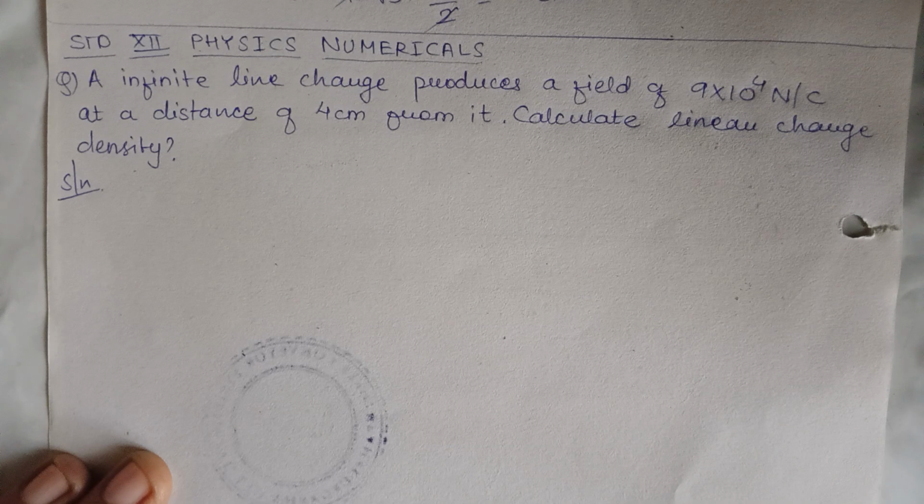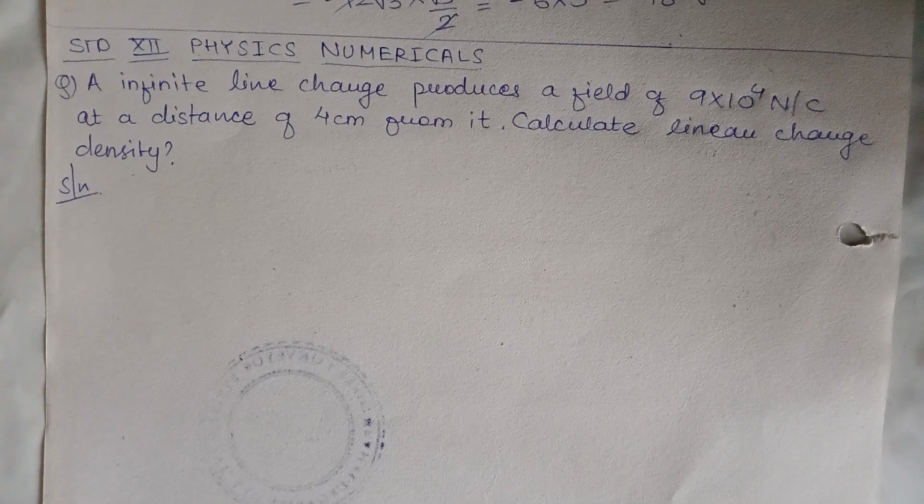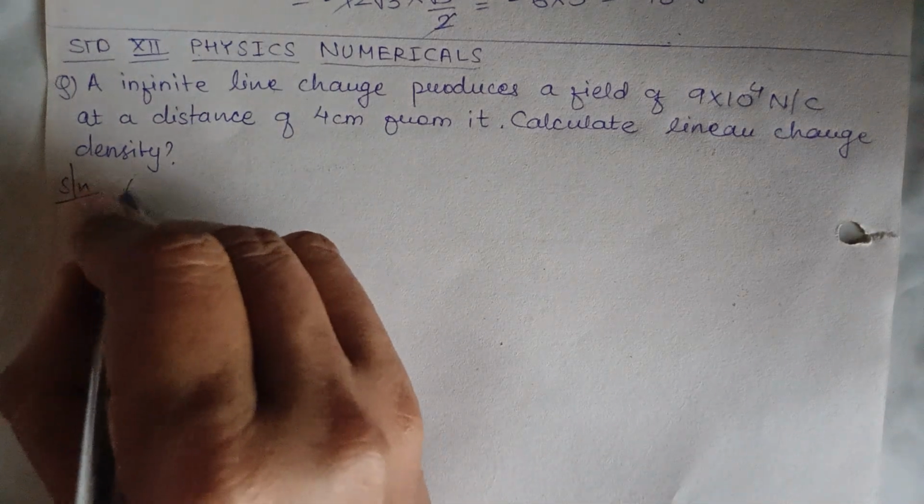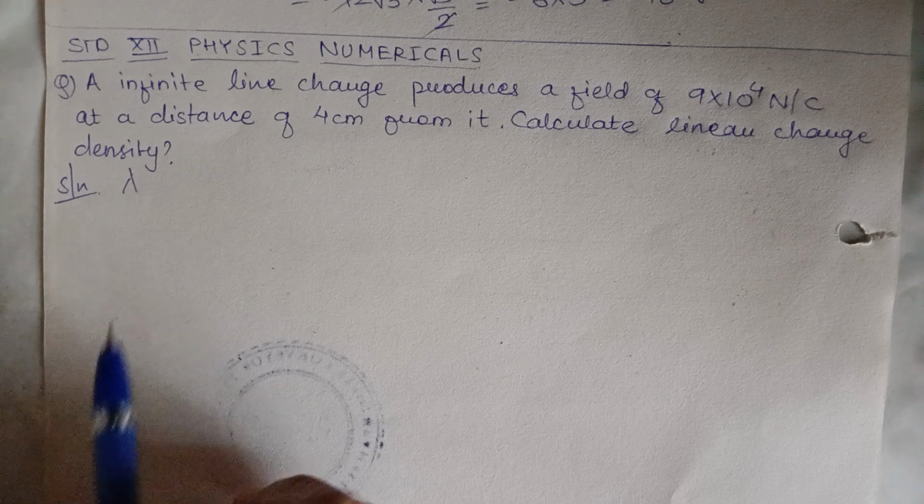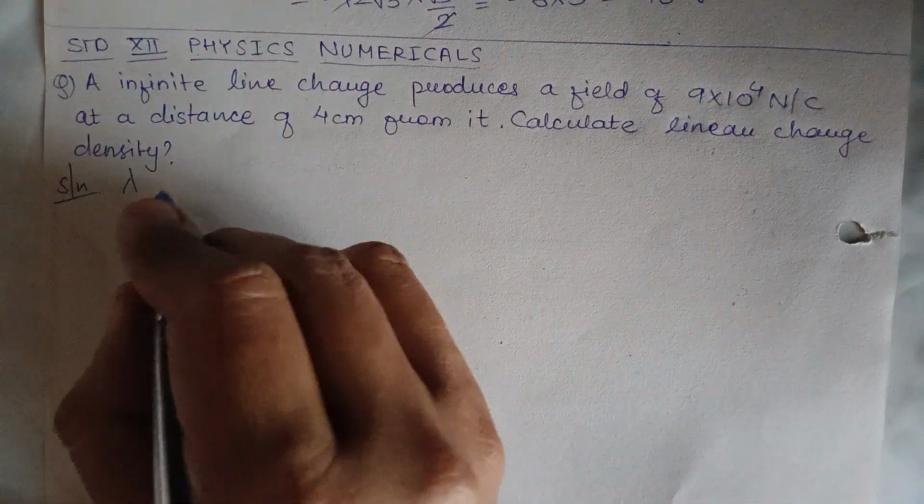Students, so we are solving standard 12 physics numericals. An infinite line charge produces a field of 9 into 10 raised to 4 Newton per coulomb at a distance of 4 centimeter from it. Calculate linear charge density. So how do we write linear charge density? It is lambda, correct? So whatever is given you have to write first.